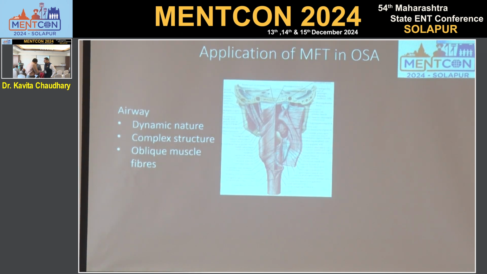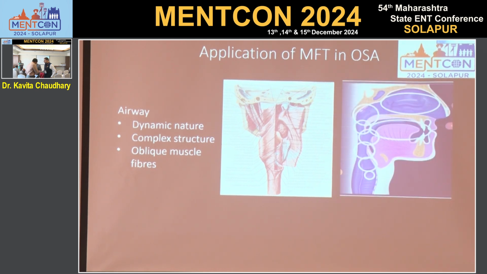Obstructive sleep apnea, we all know, deals with upper airway obstruction, and this upper airway is a very dynamic and complex structure. Basically, it is a tubular structure with a lot of muscles around it, supported by a cartilaginous and bony framework. Except for the first static part, the nasal cavity, the rest, the nasopharynx, laryngopharynx, oropharynx and velopharynx, are all dynamic structures. They keep on changing throughout the night.